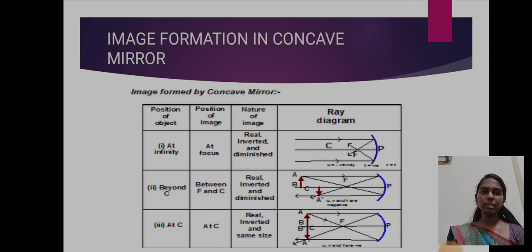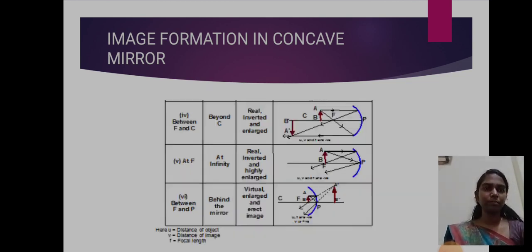Then, when you place the object at the position of C, the image formed is at C, real, inverted, and of the same size. When it is placed between F and C, the image is formed beyond C. The image is real, inverted, and enlarged. When it is placed at F, the image is formed at infinity. The image formed is real, inverted, and highly enlarged.